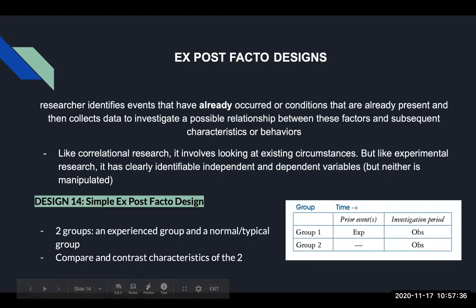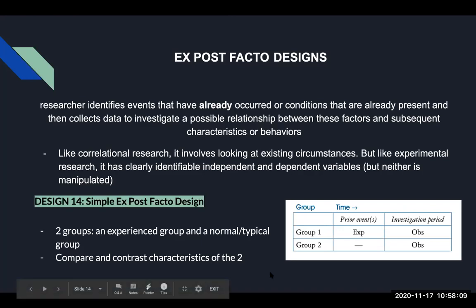Ex post facto designs. In these, researchers identify events that have already occurred or conditions that are already present and then collect data to investigate a possible relationship between these factors and subsequent characteristics or behavior. An example of this, I believe it was Wynne, who was researching the recent lack of trust from the government on scientists and their recommendations. In this case, the lack of trust would be the current conditions, and her data could show a relationship between other factors that caused this distrust.